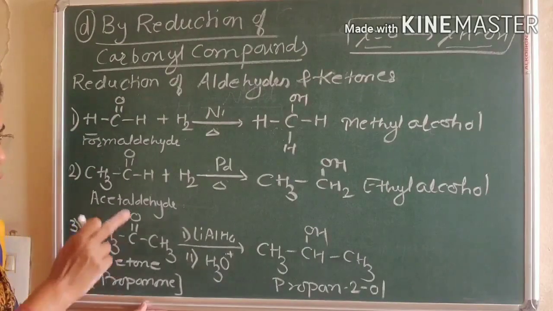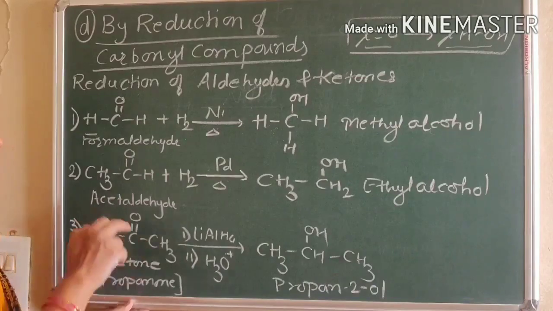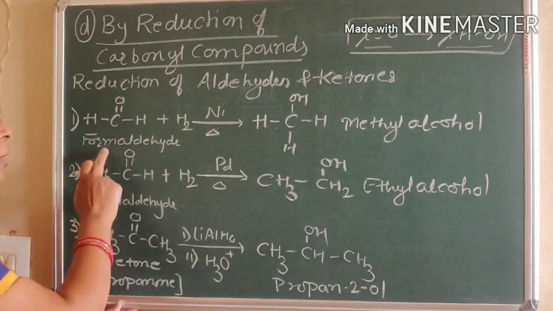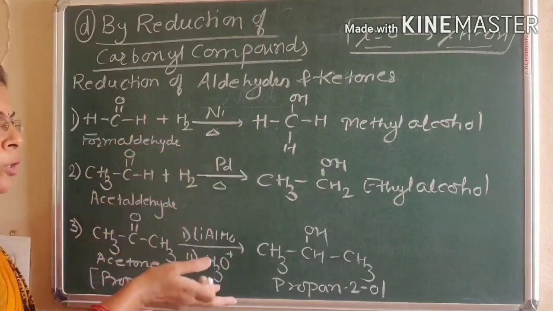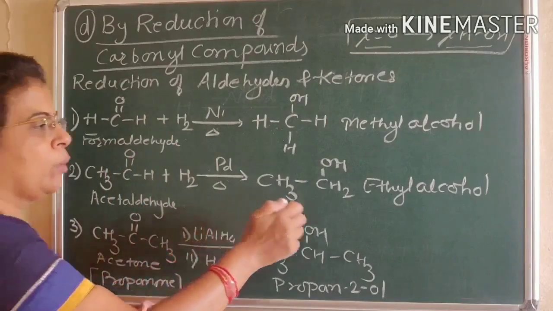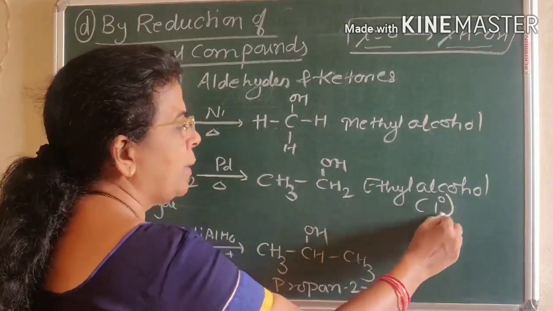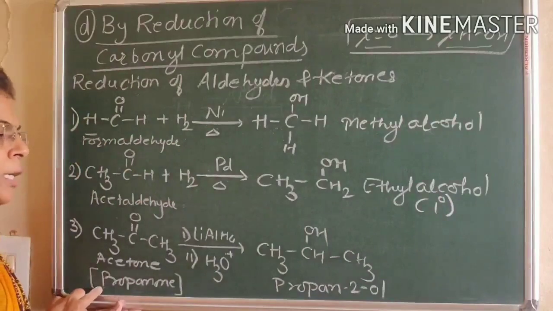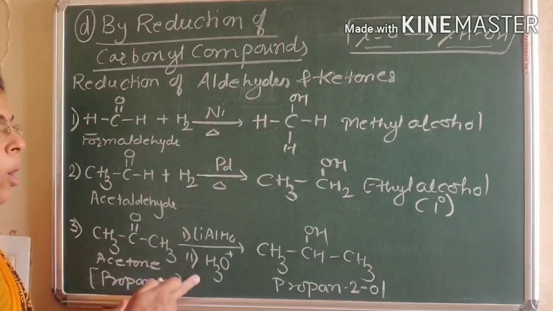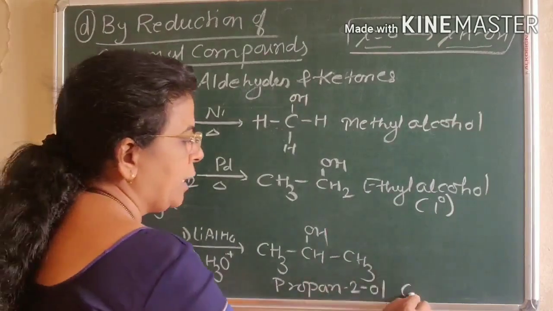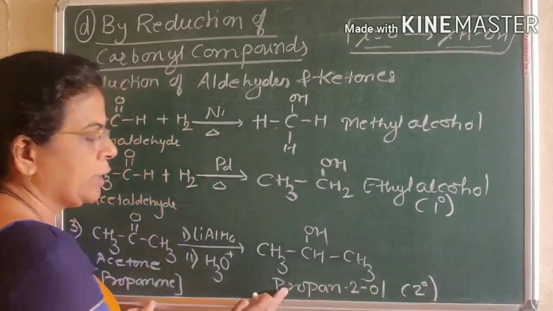Now if you observe this reaction, here aldehydes or formaldehyde on hydrogenation give primary alcohol. This alcohol is a primary alcohol. But ketones on hydrogenation or reduction give secondary alcohol. This alcohol is a secondary alcohol.